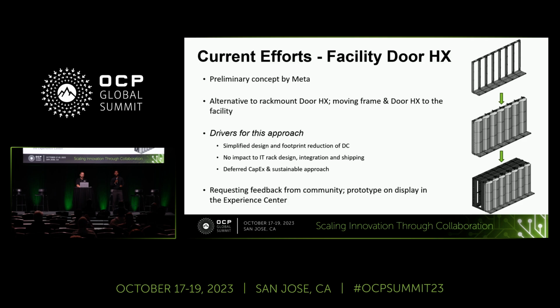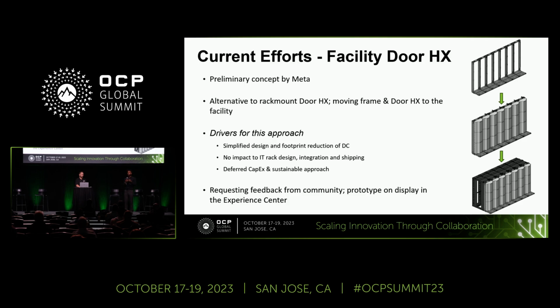We have another really interesting topic. This is being led by Meta. The concept is from Meta. It's being led by Jared Wyatt. It's an alternative to rack-mounted door heat exchangers, where we look at moving the door heat exchanger infrastructure over to the facility. And what are the drivers for that approach, right? You get a simplified design, a reduction in footprint for the data center, or at least for the aisles. So for instance, instead of moving racks with door heat exchangers, now you can design your facility to just cater for the racks and not for that extra weight and bulk, because you would have moved that over to the facility side of things.